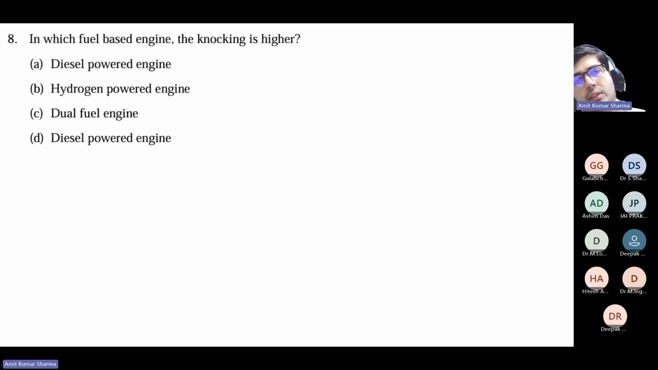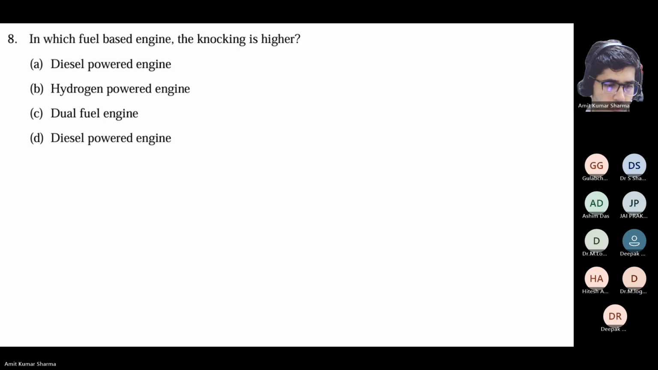In which fuel-based engine is the knocking higher? Diesel powered, hydrogen powered, dual fuel, diesel powered engine. It will be hydrogen powered. Okay, why? We just discussed.